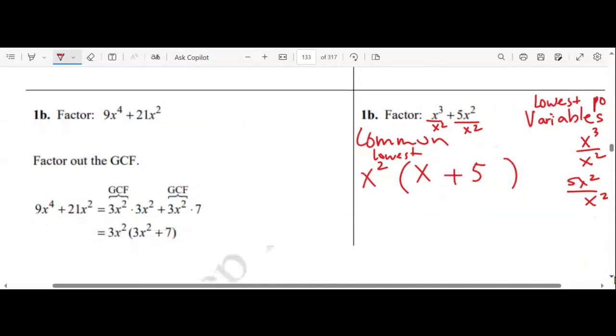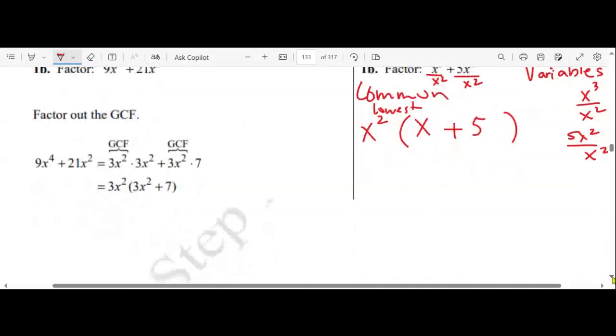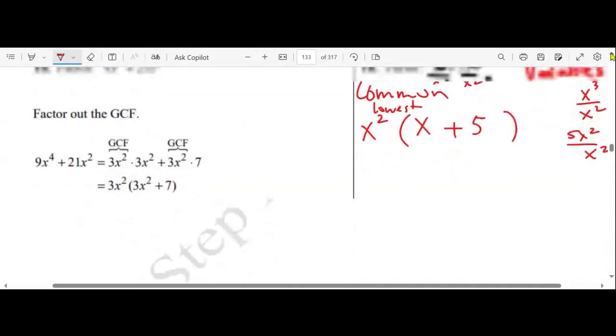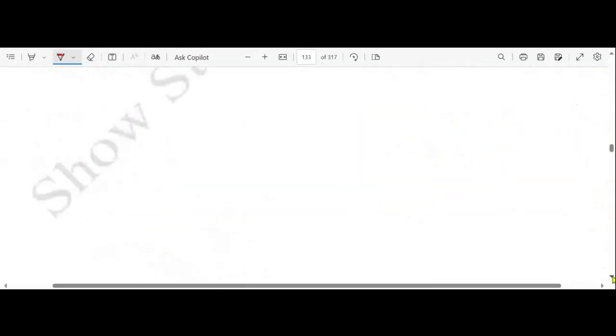Easy? Move on. Do I not have to put x squared on the second x, or do I not need to? Because you cancel this with this. Yeah. You cancel this with this, you get x. Okay, move on.